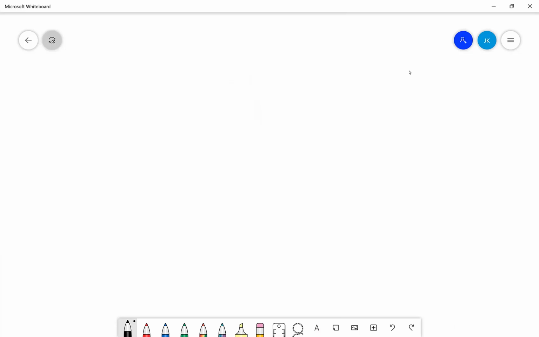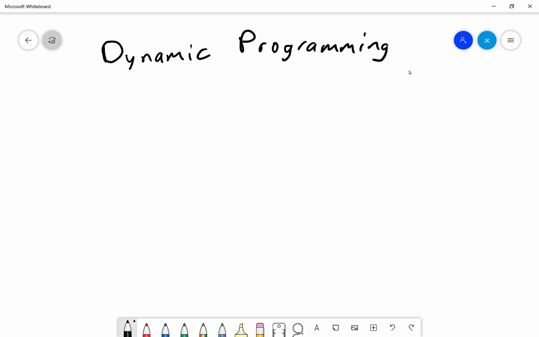This week's topic is, in some ways, one of the most fun topics. It's also one of the more challenging topics for a lot of students, and it's going to be dynamic programming. Now, when you hear the words dynamic programming, you might have the idea when we say programming that it has to do with actually coding, and that's really not where the term comes from.